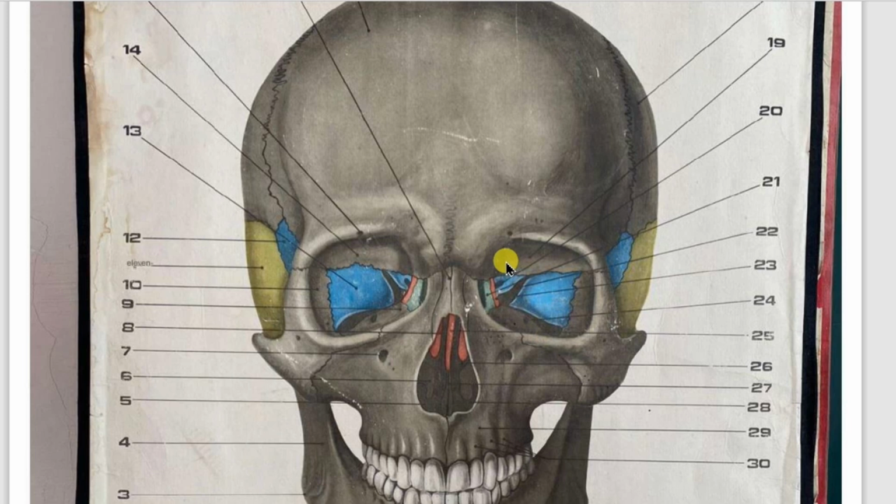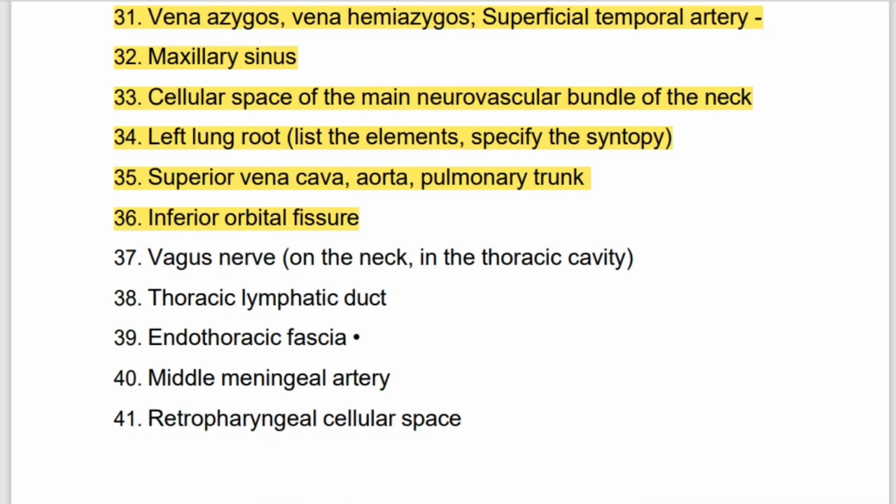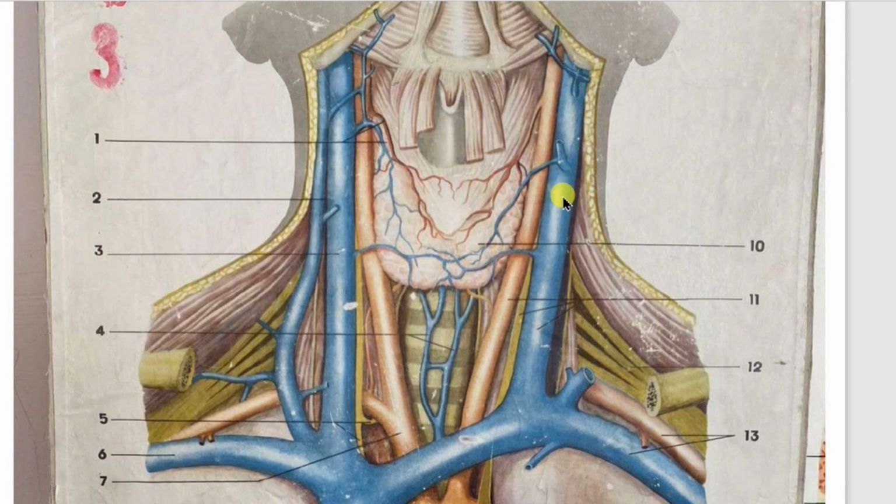Let's see what it is. The inferior orbital fissure is a gap between the greater wing of the sphenoid bone and the maxilla. Here we have to show the vagus nerve on the back, in the thoracic region. Guys, here you can see this one. This is the vagus nerve, behind the artery and vein.